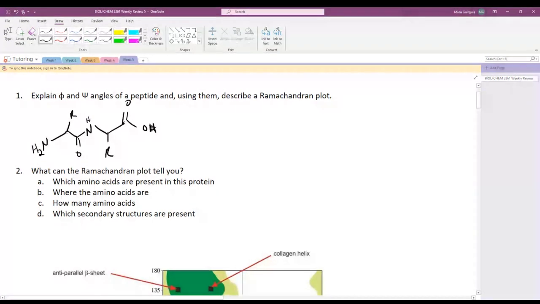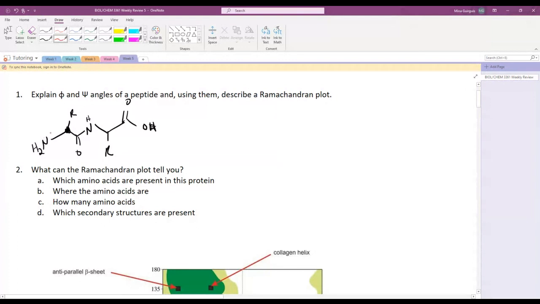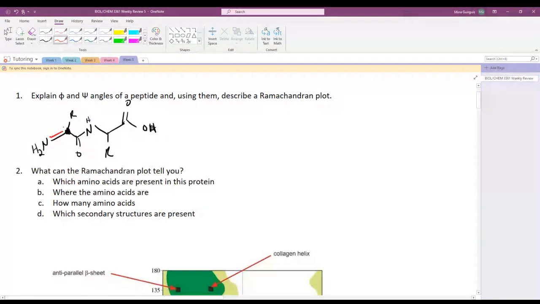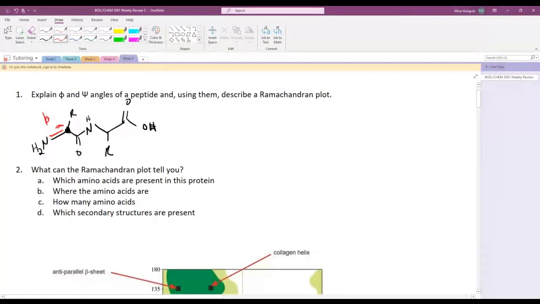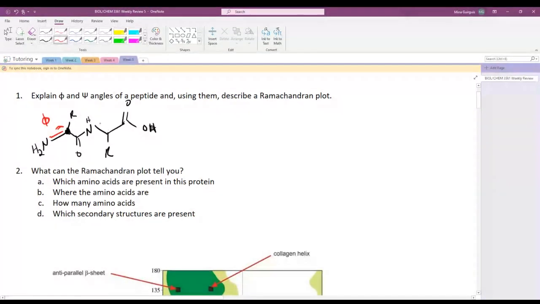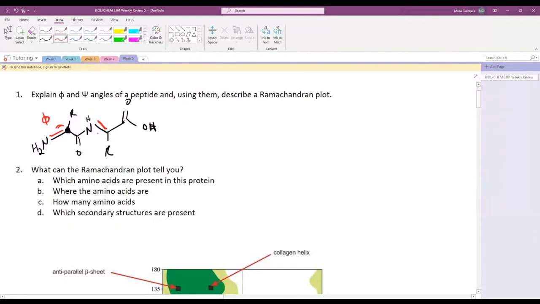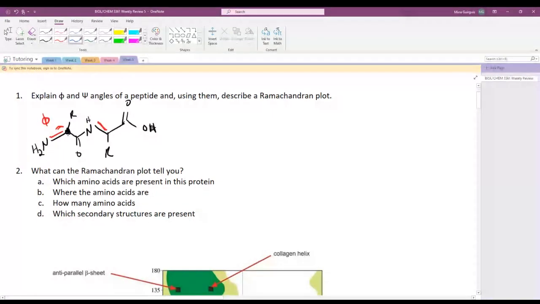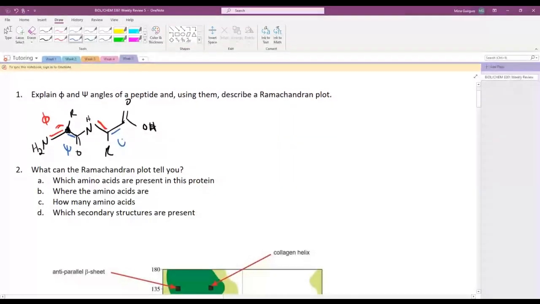So looking at this central carbon right here, this red line, in other words the line from the central carbon to the nitrogen, this is where that phi angle is, okay? Phi. And the same thing here, we have this central carbon on the left side, its angle between its central carbon and its N-terminus, that's its phi angle. The psi angle is on the exact other side. So the psi angle is from the central carbon to the C-terminus, okay? And again on this side.